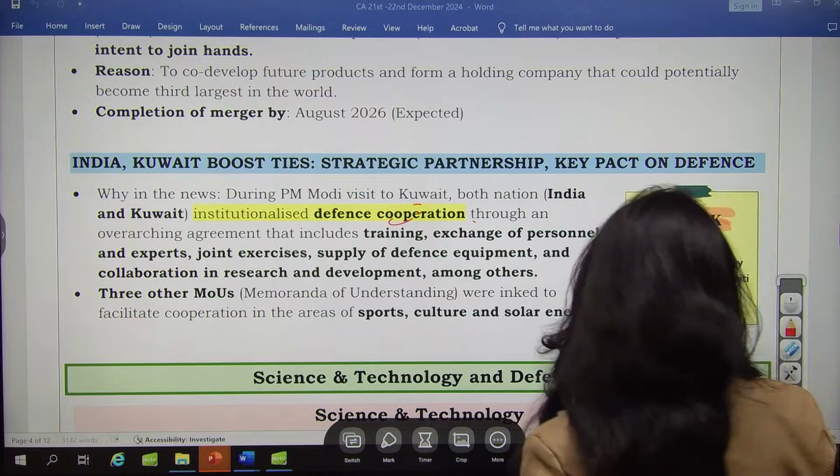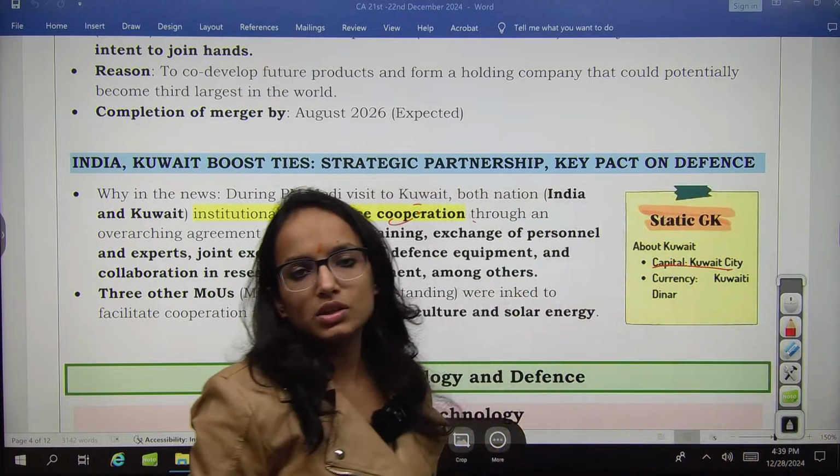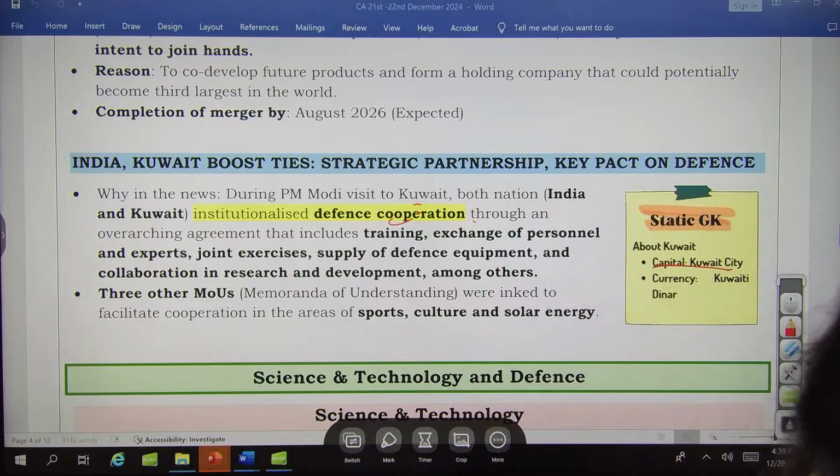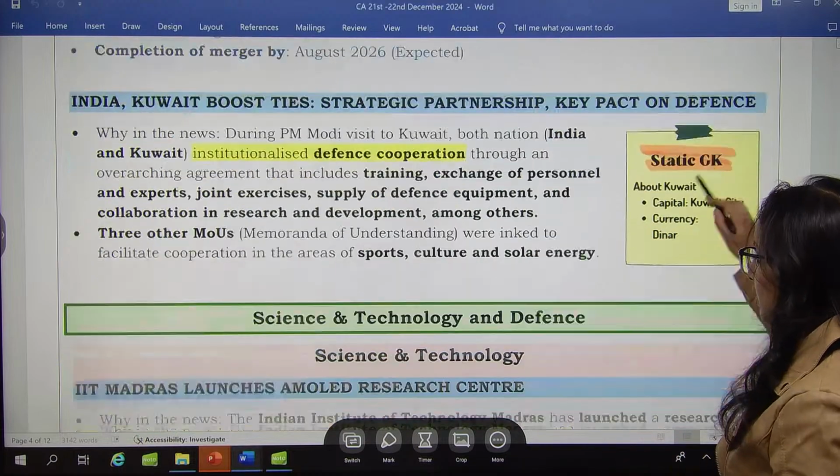That's why Kuwait also becomes important. What is the capital of Kuwait? Kuwait City. And currency of Kuwait is Kuwaiti dinar. Remember this thing. All right, so this was about MOUs and mergers. Now moving on to science and tech segment. Science, tech and defense, let's see what we have.